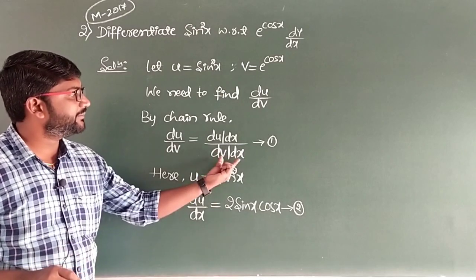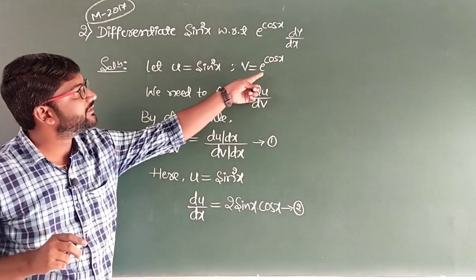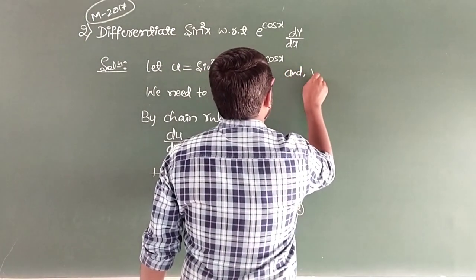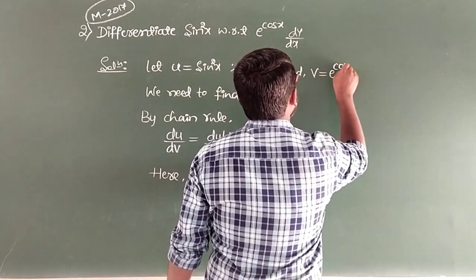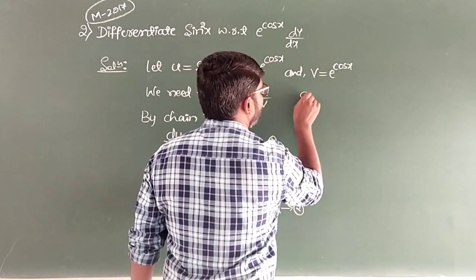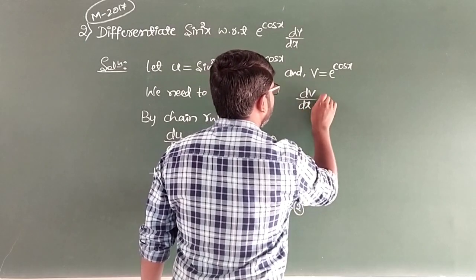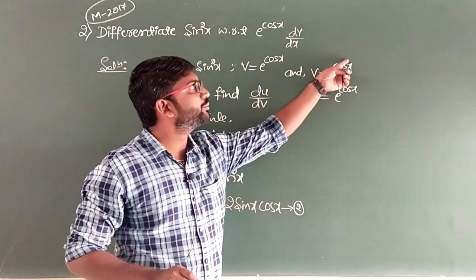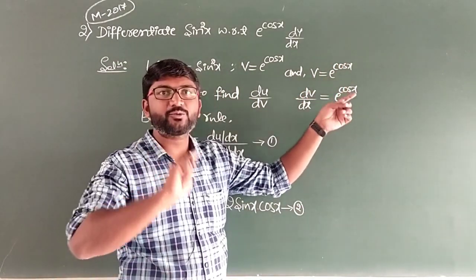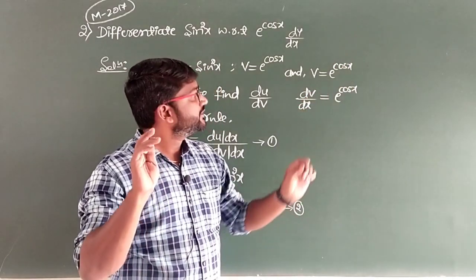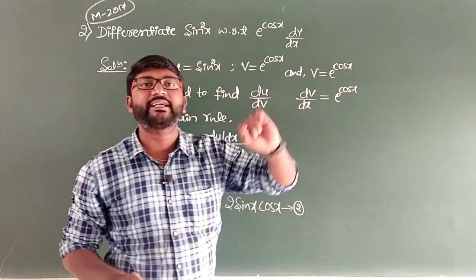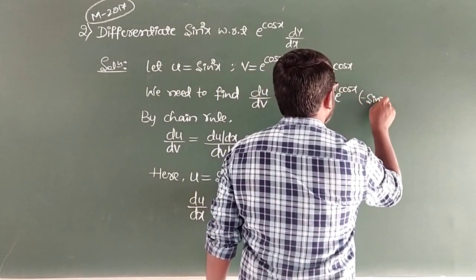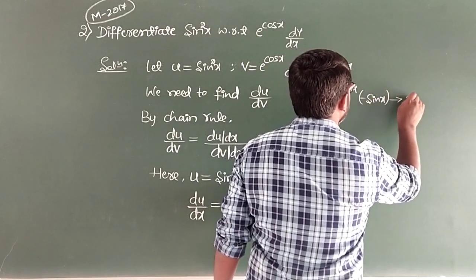Now we will have to find dv by dx. In order to find this, we consider v equal to e power cos x. Differentiate both the sides with respect to x, we get dv by dx which is equals to e power cos x as it is. That is, it is in the form of e power x, so e power x comes as it is. Whatever we took as x, now we differentiate taking cos x as x. So let us take the derivative of cos x once again. Derivative of cos x will be minus sin x. So I write minus sin x. Call this equation number 3.